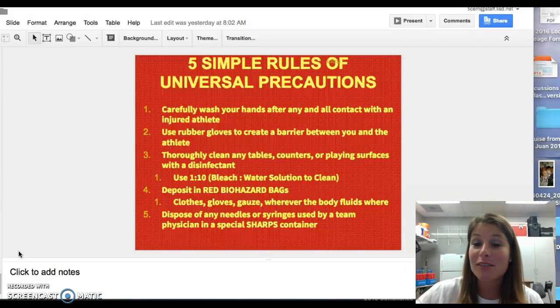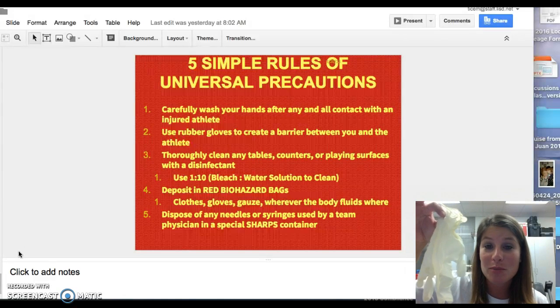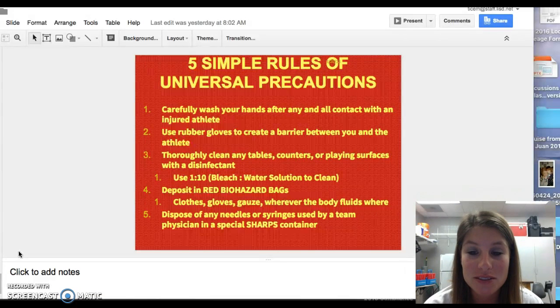Always use your rubber gloves, okay? Gloves are important, all right? Always have gloves, okay? Making sure that we're cleaning surfaces, all right? Remember our 1 part bleach, 10 parts water solution, all right, that we leave on for 10 minutes.